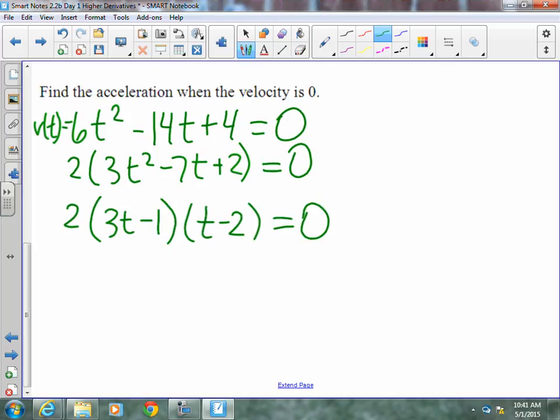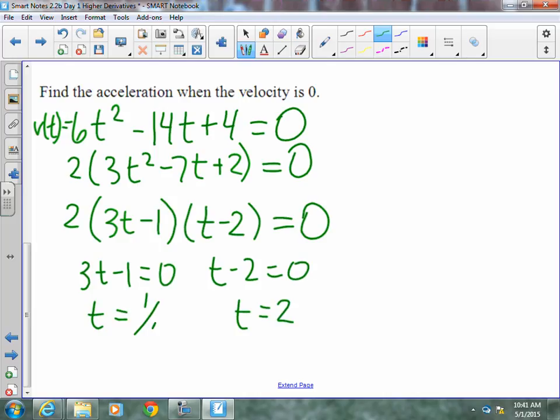If you are not good at factoring, come see me. We need to have a little meeting and review a little bit, possibly catch you up. But factoring should be something that at this point you have no problem doing. So 3t minus 1 equals 0, t minus 2 equals 0, so t equals 2, and t equals 1/3.